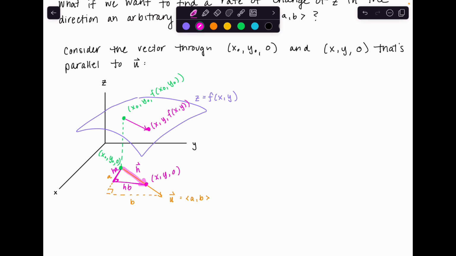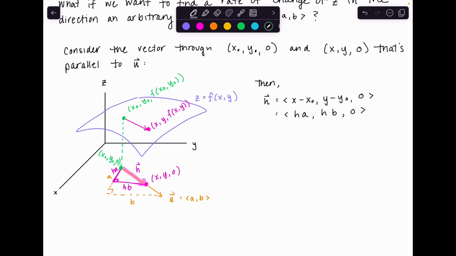Okay? So what ends up happening, do this over to the side, is the vector h is found by taking the difference in these 2 points. So it is x minus x naught, y minus y naught, and 0. But all that ends up becoming is some constant times a, some constant times b, and 0. Okay.